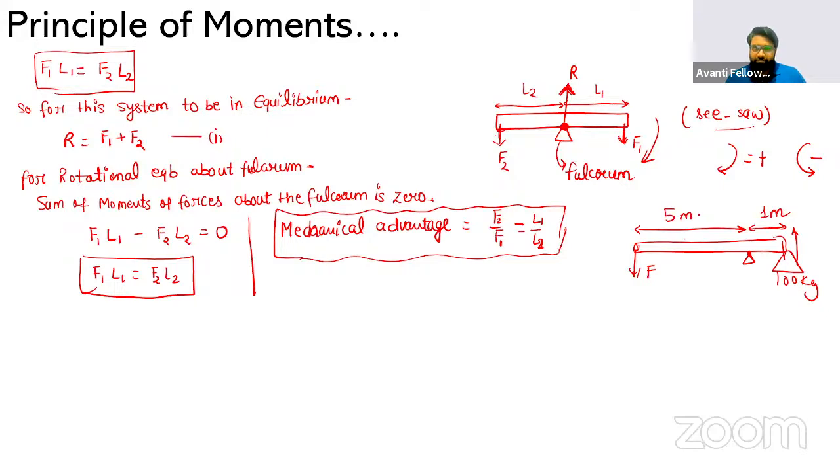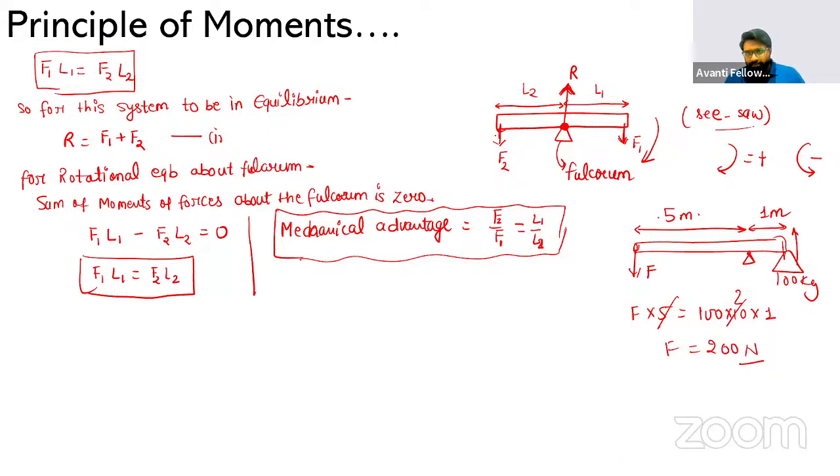Suppose this is 1 meter and this is, let's say, 5 meters. Okay. So if you apply F1 L1 equals F2 L2, from here F into 5 is equal to 100 kg, which is the weight acting as a force. So 100 into g, which is 10, multiplied by 1. So from this equation you can see F is 200 Newton. So the force that is required here is 200 Newton.